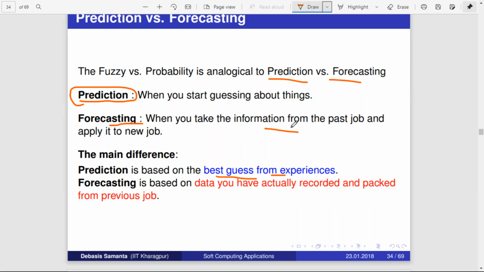So you take the information from the past job and apply it to the new job. Weather forecasting, for example, is not a prediction, it is forecasting. If you see the weather forecasting, it will say what the weather of Hyderabad will be for the next 10 days. How do they get that? By analyzing the data of the last 5 or 10 years. In the last 10 years, in the month of June 1 to 5, what was the weather? Based on that they say. So that is not prediction, that is forecasting. For forecasting, probability is used, and for prediction, fuzzy logic is used.